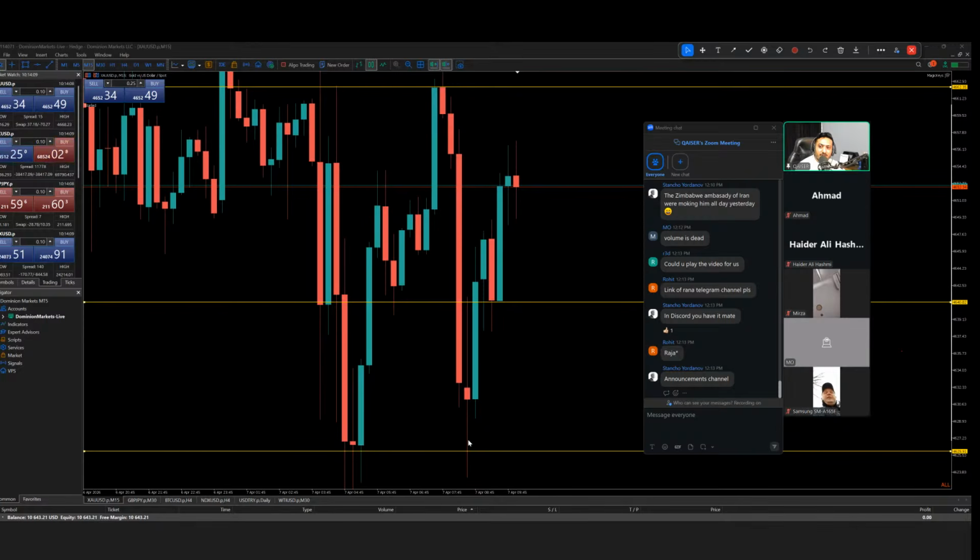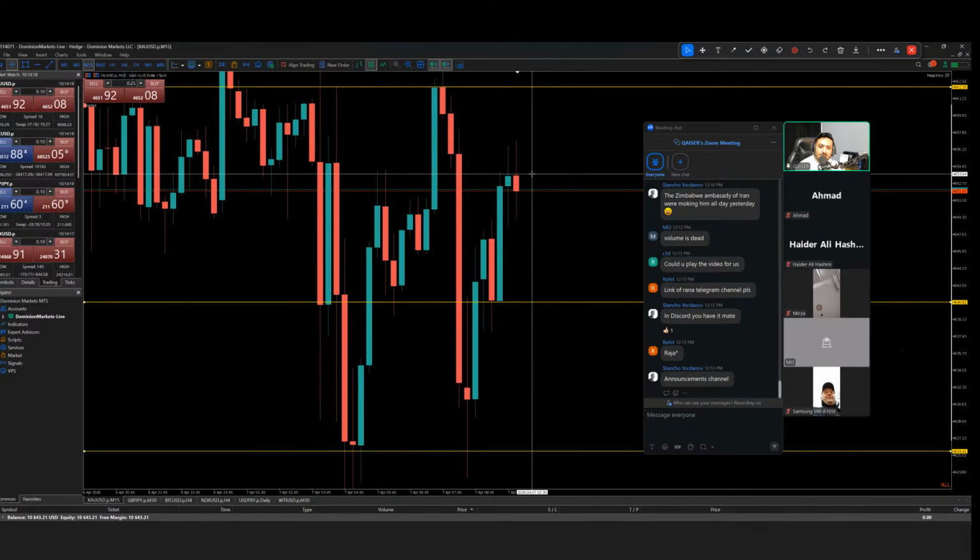So just waiting for some structure to be formed. I think this candle is going to create some resistance now. This 50 minute is about to close in just a few seconds.